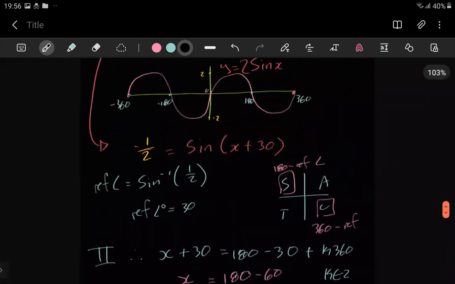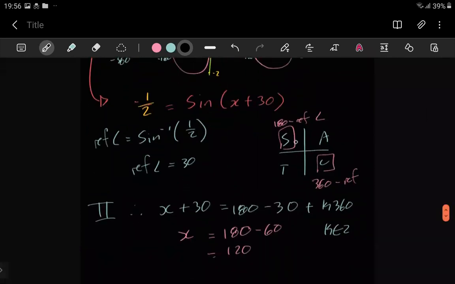I don't know why. Let's see. Got a reference angle here. Reference angle is equal to 30. In the second quadrant, we said here it's 180 minus the reference angle. This goes to the other side. It's going to be -60 plus k360 over here. K is an element of the integers.